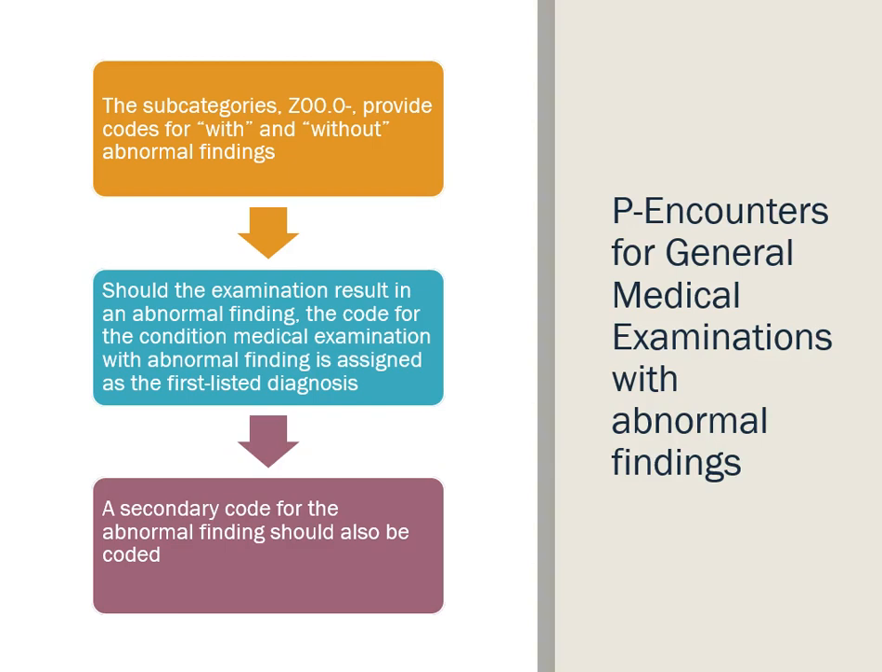So abnormal findings refer to a condition or a diagnosis that is newly identified, or it could be a change in severity of a chronic condition, such as a patient that previously had controlled hypertension and it's uncontrolled now, or a patient that has COPD and today they have an exacerbation of the COPD.